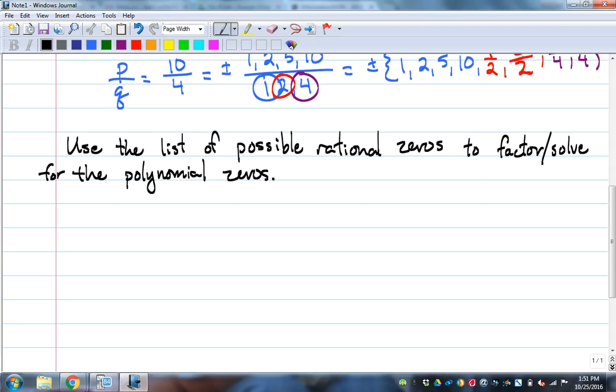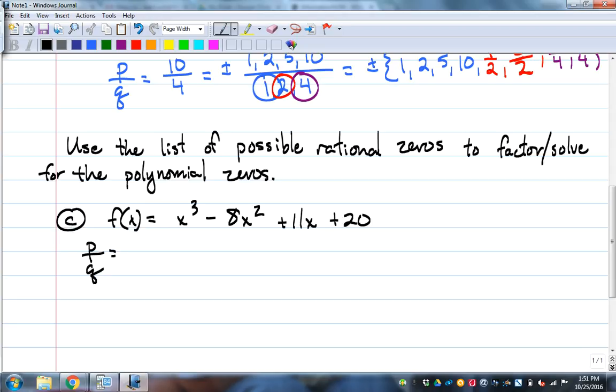Okay, so let's take this polynomial. Example C, f of x is equal to x to the third power minus 8x squared plus 11x plus 20. Okay, we want to use our P over Q list. So which one, the factors goes on top? 20. And then what goes on the bottom? 1. So that's a pretty easy list, right? It's only going to be the factors of 20.